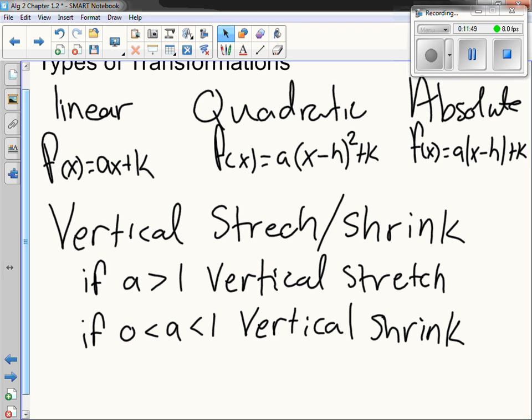And this is always going to come in front of our term. So here, here, here. This value of A in front tells us if it's a vertical stretch or vertical shrink. So when we look at it, is it a whole number greater than 1? If yes, it's a vertical stretch. If it's between 0 and 1, it's a vertical shrink. Questions on this here? We good so far? We have one more.